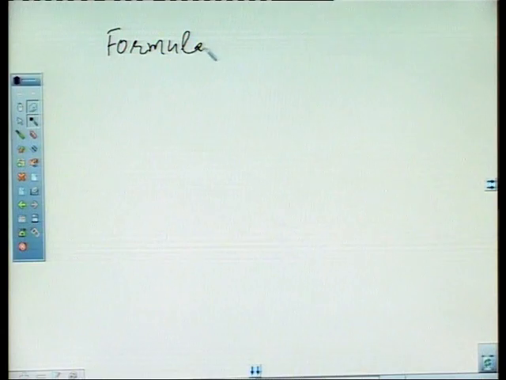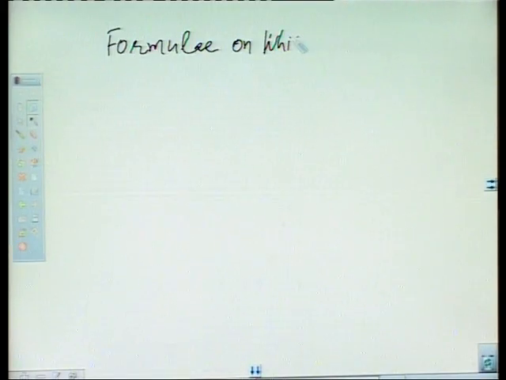First of all, to start the topic, we will discuss a few formulae on which the numericals are based.